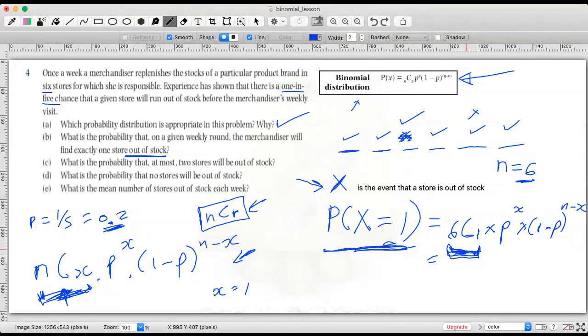Then it's multiplication, so we press times. Now our P is given to us. We've established this as being 0.2. So instead of the P, you're going to type 0.2. So times 0.2.